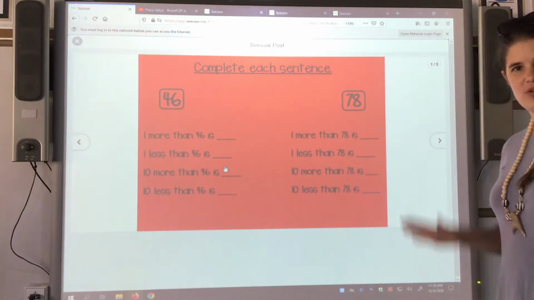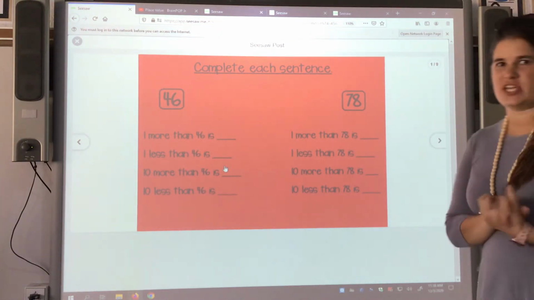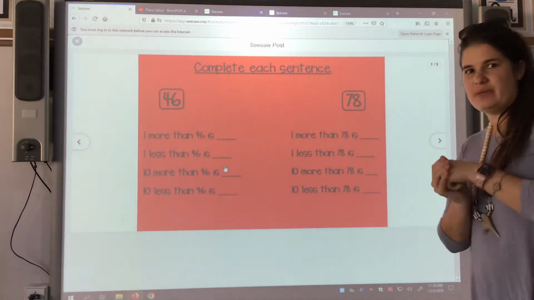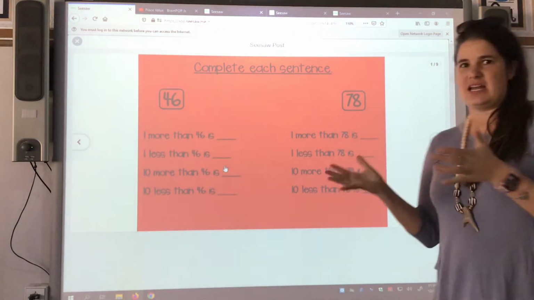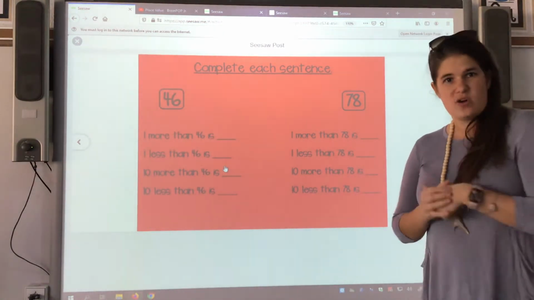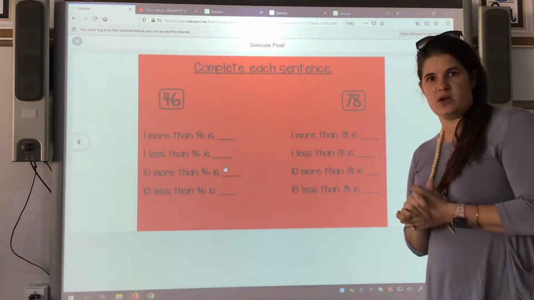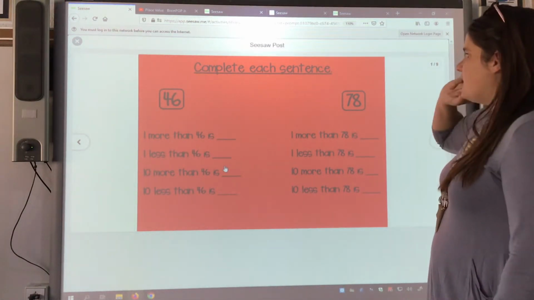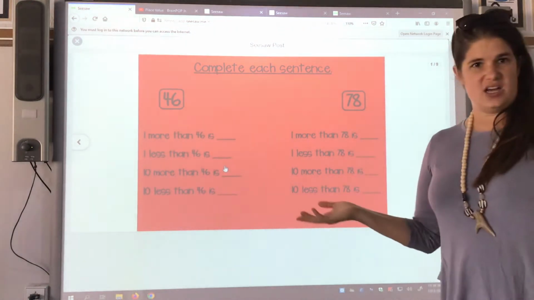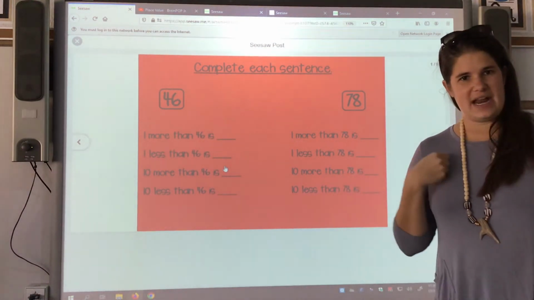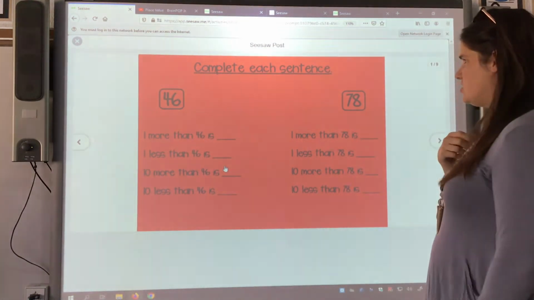Today we are going to do a review and a quick check. When you get to your quick check, make sure you complete it independently so Miss James and I can see what you guys know or what you're still kind of struggling with so we can work with you on it. This says complete each sentence. If you need a hundreds chart to do this, go ahead and pull it out and have it right next to you at home so you can use it.